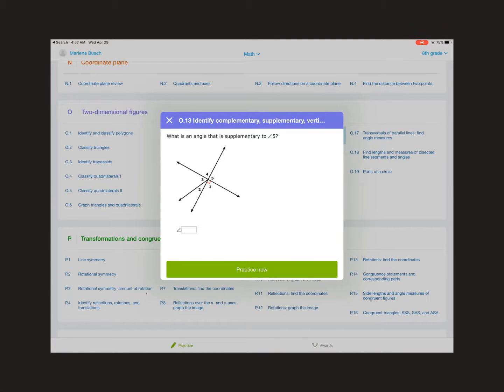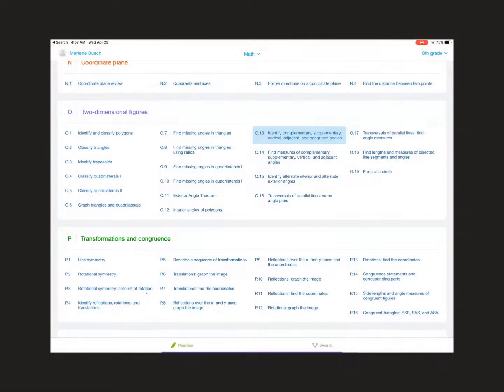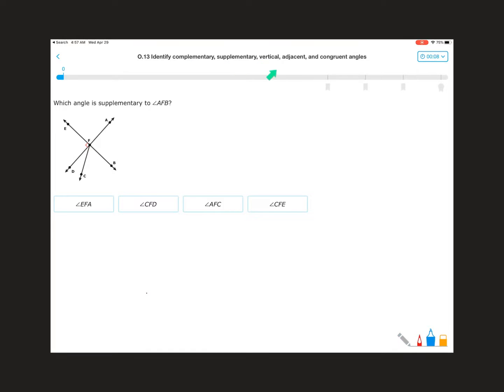And I'm going to work through all these problems with you. So feel free to fast forward to any point that you need, depending on what SMART score you're on. It would be beneficial if you had your notes next to you, okay? But I will be going over the definitions here as well to the words complementary, supplementary, vertical, adjacent, and congruent, okay? So now in this problem, it's asking which angle is supplementary to angle AFB.